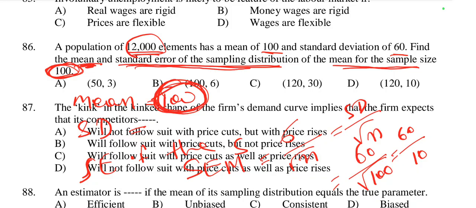Then the standard error of the sample mean is equal to sigma by root n, where sigma is the standard deviation, given here as 60. So 60 by root 100. The root of 100 is 10, so 60 by 10 is equal to 6. So here the final answer is 6.